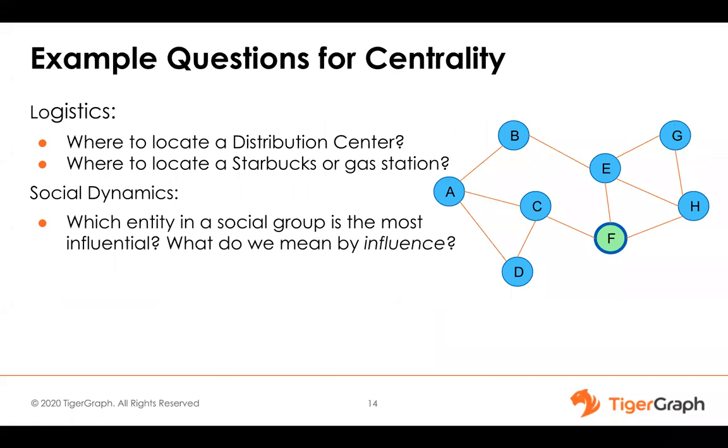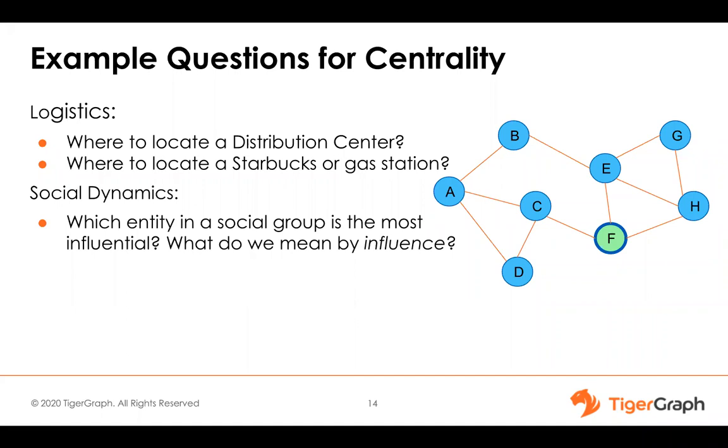So again, here are some real world examples. Could be thinking about a distribution network. Where should I put my distribution center or my warehouse so that my trucks can, on average, travel the shortest distance and have the fastest delivery times to their destinations? A related question is, where should I put my Starbucks or my gas station so that people who are going from place to place are most likely to pass by my business?